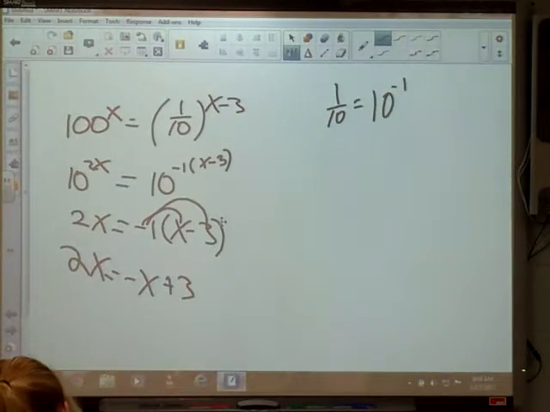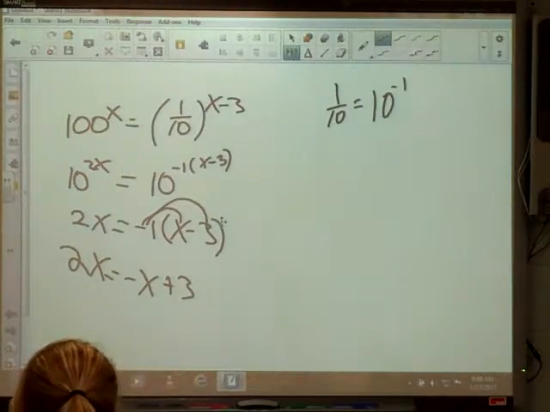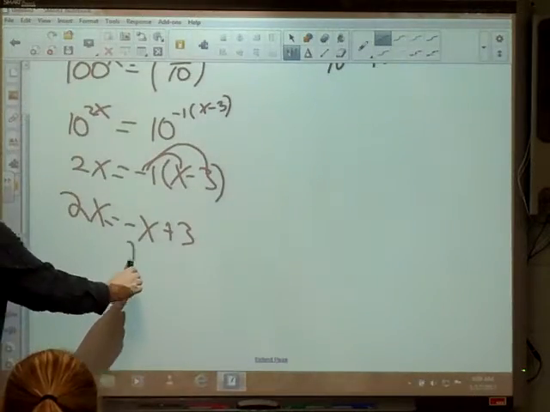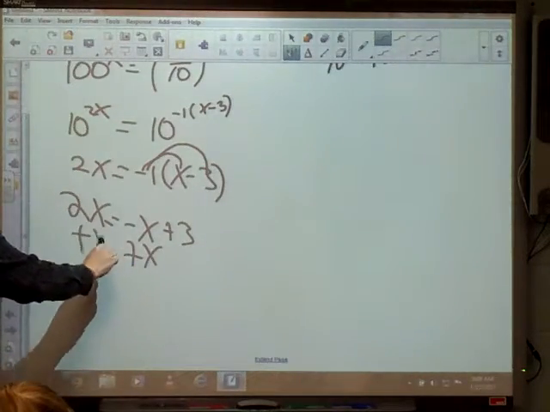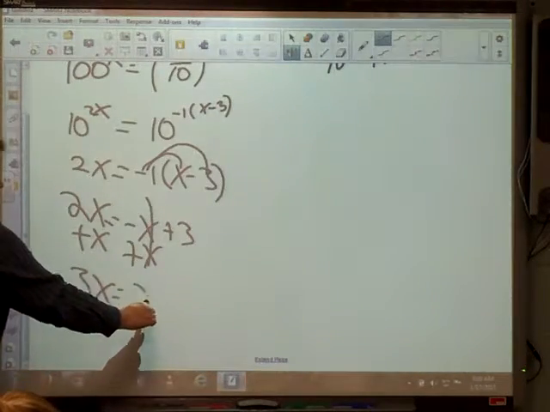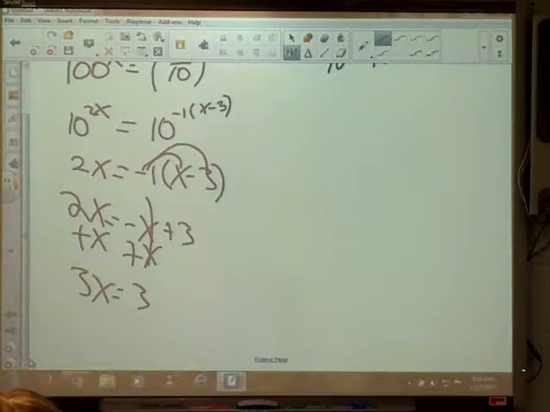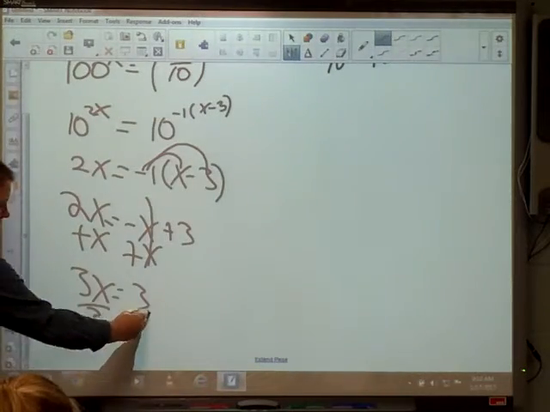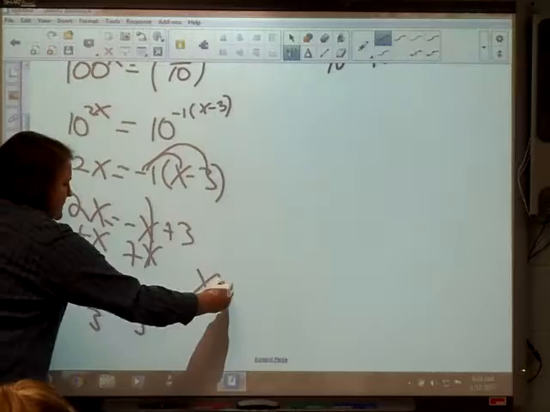Now that's just a two-step equation to solve. What would you do first to start solving that? Add x. Add x to itself and its buddy. 2x and x gets us 3x. That canceled out. Got one step left. Divide by 3. Good deal, Lucille. So x is 1.